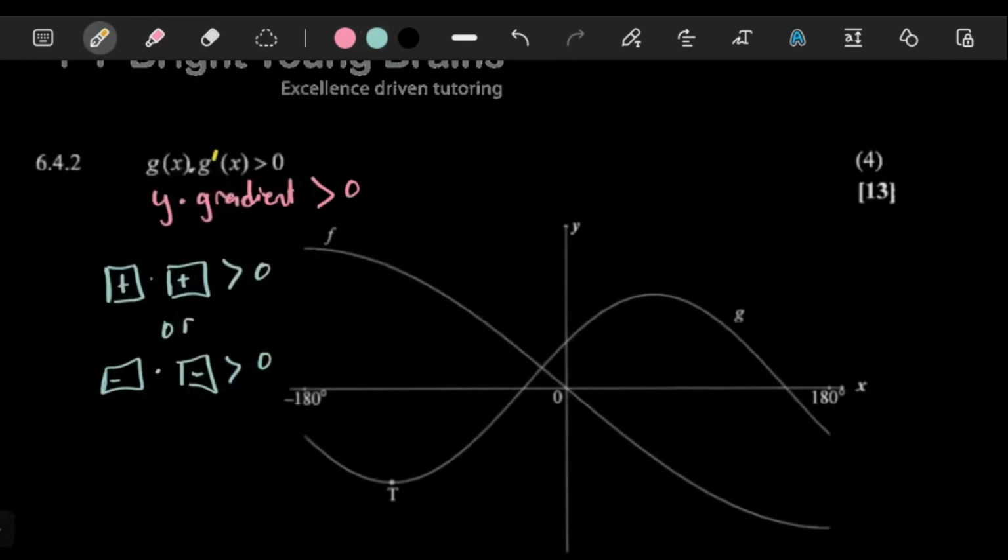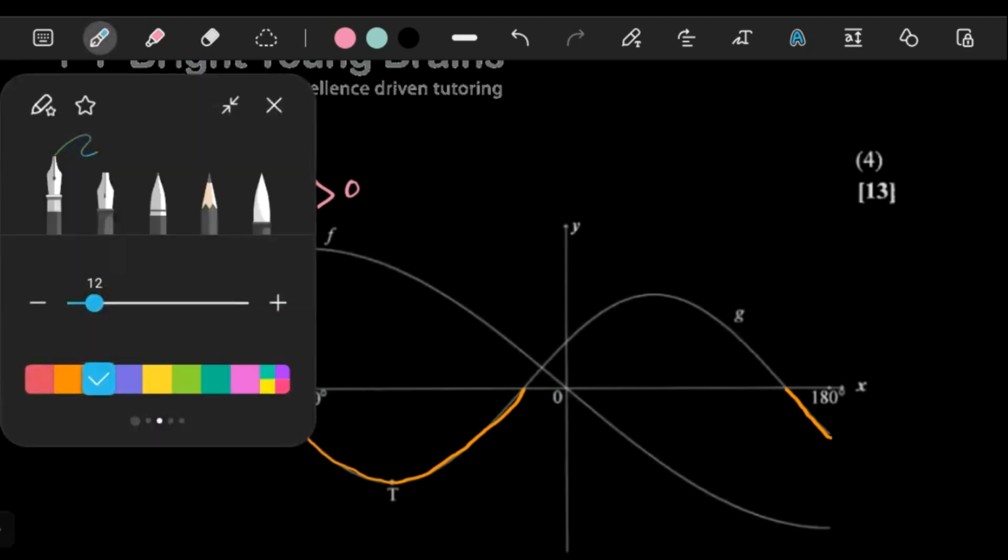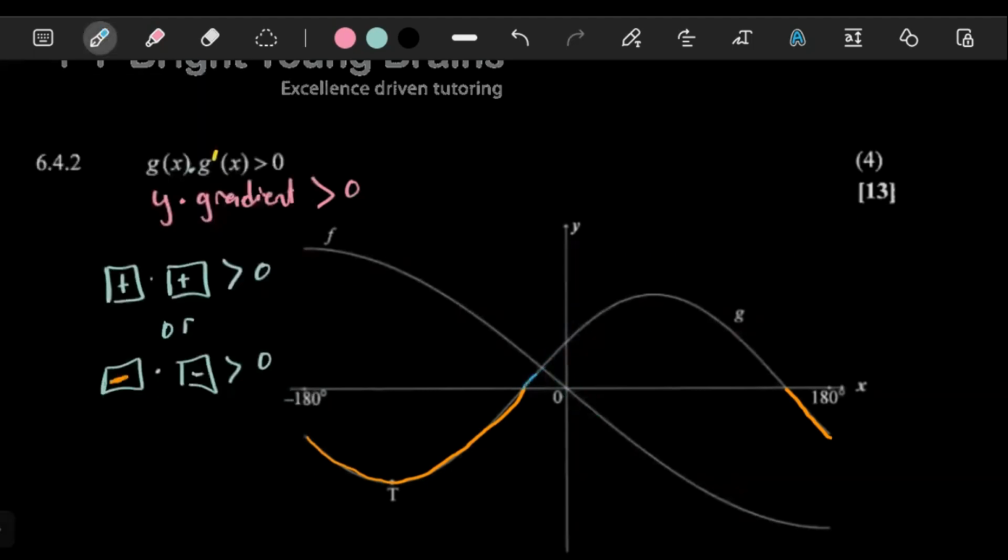In our picture, we can see that these are all the y values that are negative. These here, the orange ones, those are all y values that are negative. Same here. That's the part where the y values are negative, you see. And the part where the y values are positive is clearly this part here. This is the only part where the y values are positive.